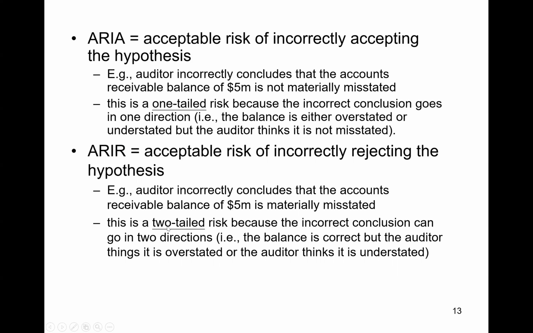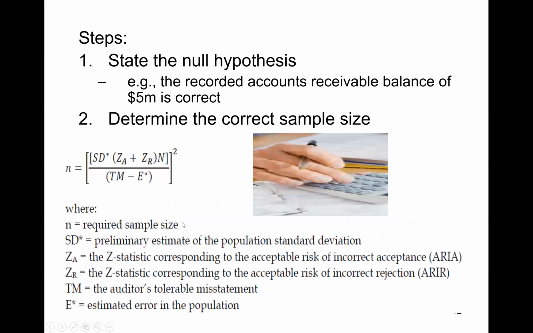Now this type 1 risk is two-tailed because the auditor's incorrect conclusion can go in two directions. So remember, in this case, the balance is correctly stated by the client, but the auditor is making a mistake, so the auditor's mistake can go in either direction. Either the auditor incorrectly concludes it's overstated, or the auditor incorrectly concludes that it's understated. So this is what is known as a two-tailed risk. Now you may be wondering, why am I emphasizing one-tailed and two-tailed? Well, the reason is because it's going to affect the Z values that we put into this formula.